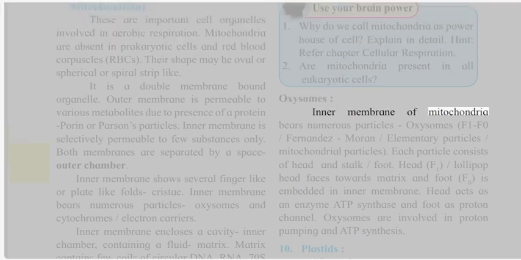Oxysomes. The inner membrane of mitochondria bears numerous particles called oxysomes, F1-F0 particles, Fernandez-Moran elementary particles or mitochondrial particles. Each particle consists of a head and a stalk and foot. The head, F1, a lollipop head, faces towards the matrix and the foot, F0, is embedded in the inner membrane. The head acts as the enzyme ATP synthase and the foot as a proton channel. Oxysomes are involved in proton pumping and ATP synthesis.